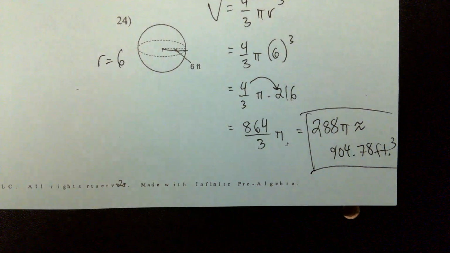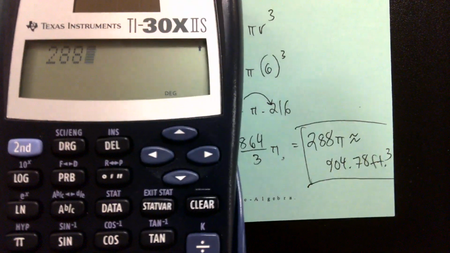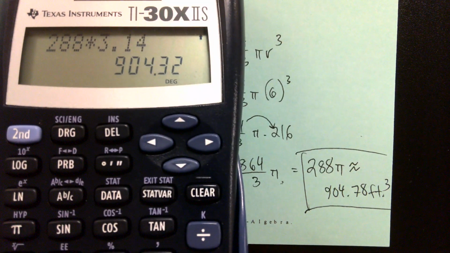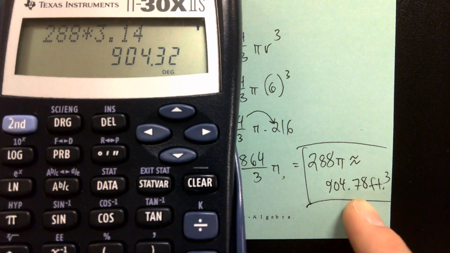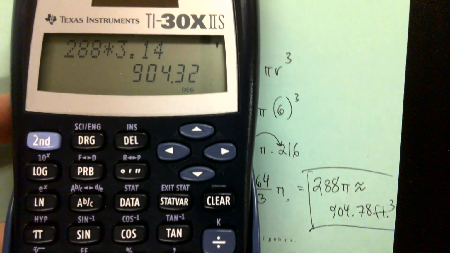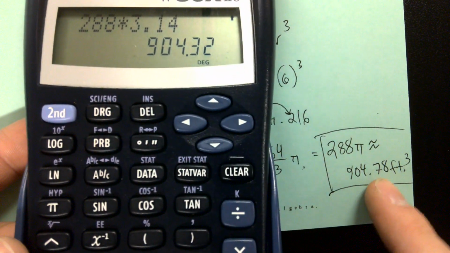You want to make sure that you're actually pressing pi in your calculator. If we just abbreviate it to 3.14, let me show you what happens. Times 3.14, right? We get 904.32. I mean, it's pretty close, but we can see the decimal number is way off because we chopped off a bunch of those decimals that are in pi, so we don't get as precise of an answer as we want.